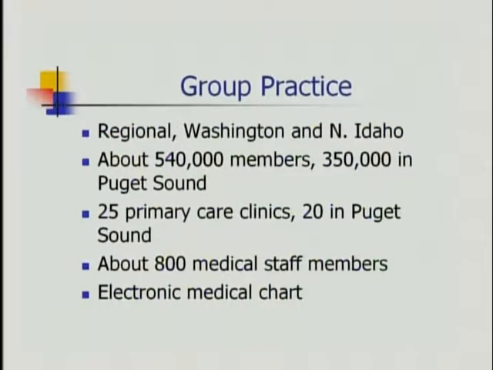Now, to put things in perspective, I want to tell you a little bit about our group practice. We're a regional practice. We cover the state of Washington and parts of northern Idaho. We have approximately 540,000 members, 350,000 of which live in Puget Sound. We're 25 primary care clinics, and 20 of those are in the Puget Sound area. Our medical staff are 800 members of all disciplines, and we have an electronic medical chart that's statewide.